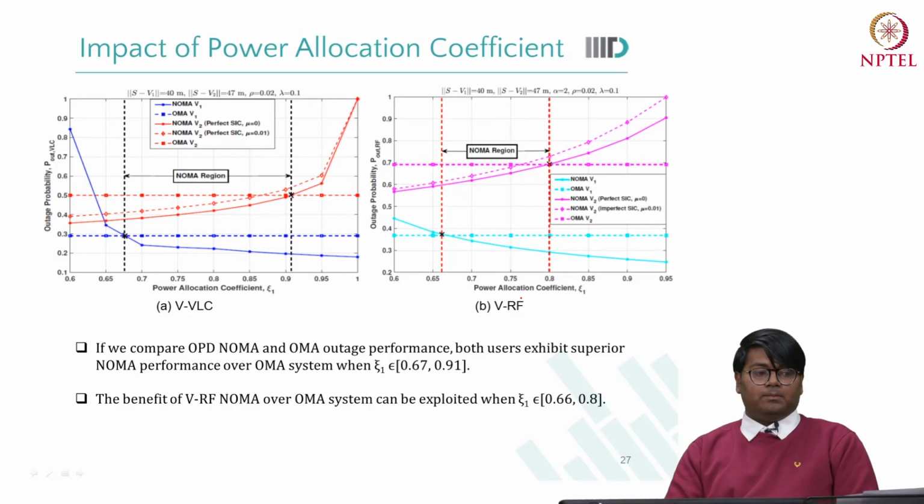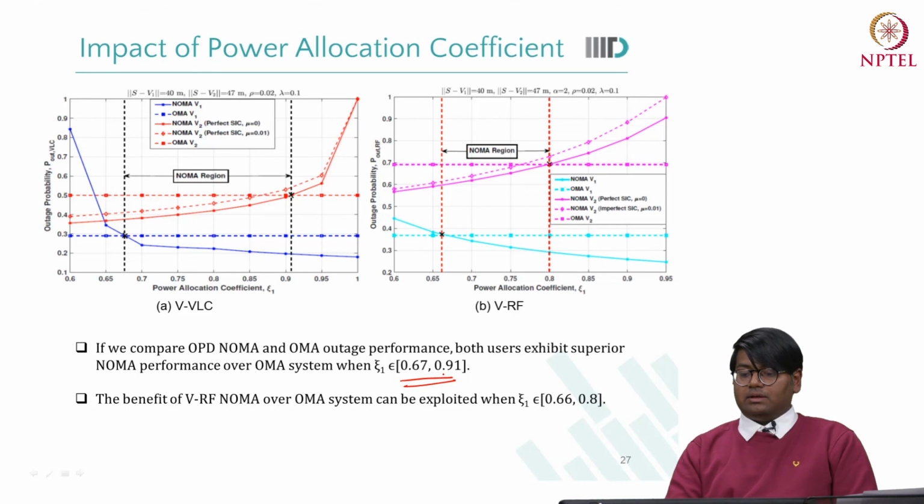Next, we also plot the outage probability as a function of power allocation coefficient. As I mentioned earlier, the power allocation coefficient has to be selected optimally in order to enjoy the benefits of optical power domain NOMA. So, in these results also, we see that the benefits of optical power domain NOMA can be obtained only for a specific range of power allocation coefficient. When the power allocation coefficient is in this range, we see that the NOMA performance is better as compared to the OMA system, the orthogonal multiple access system.